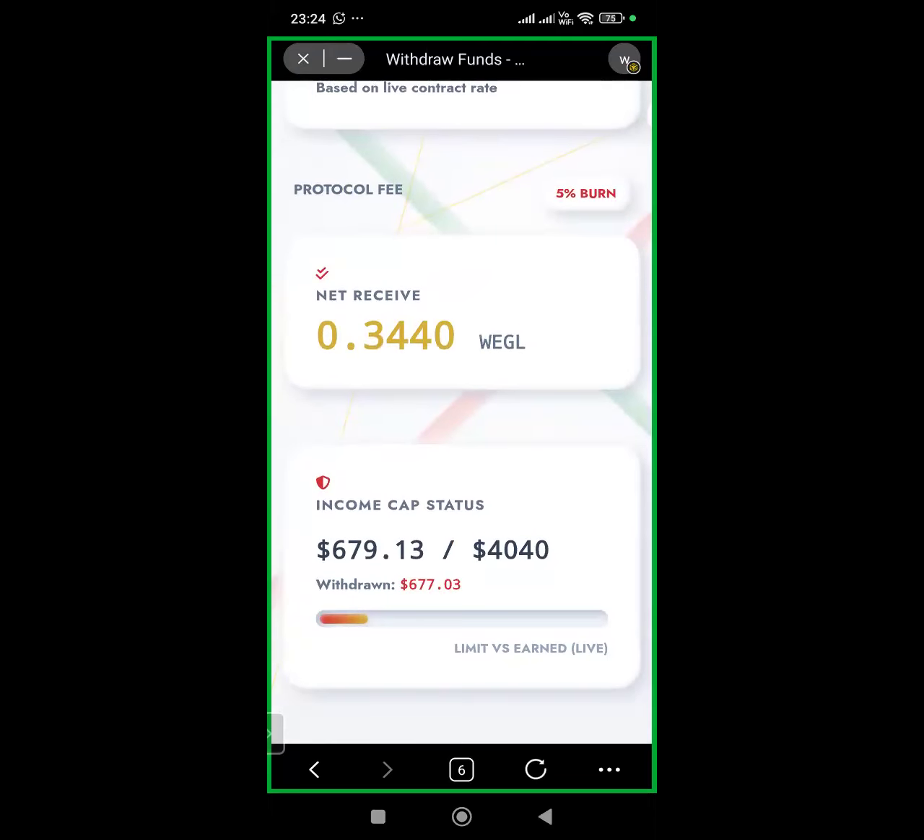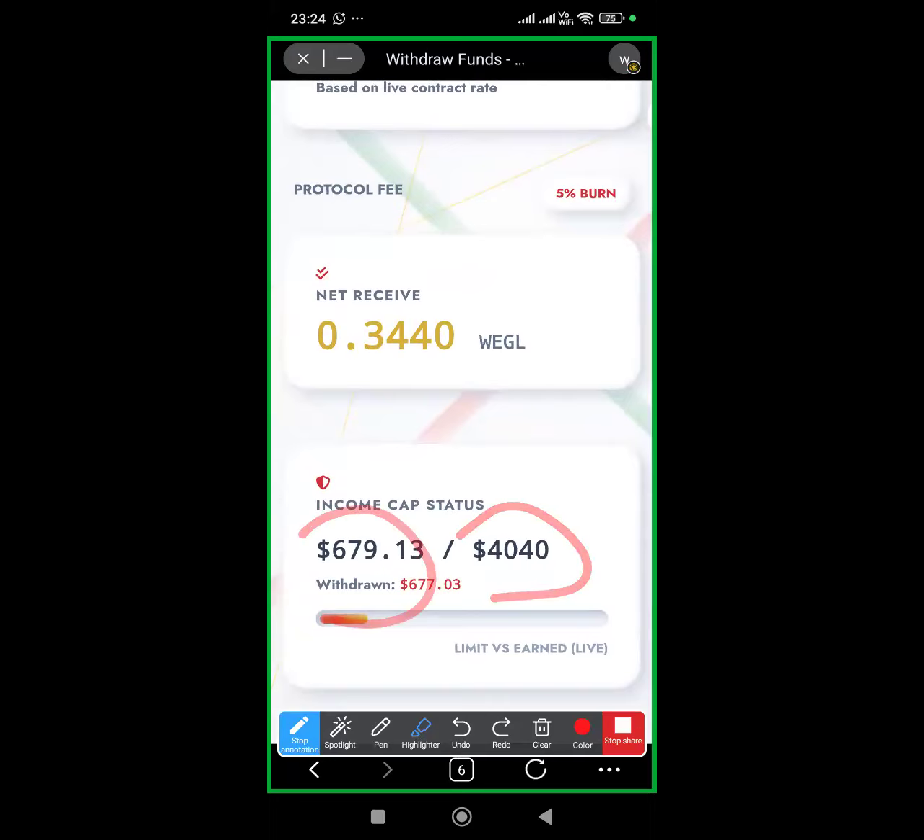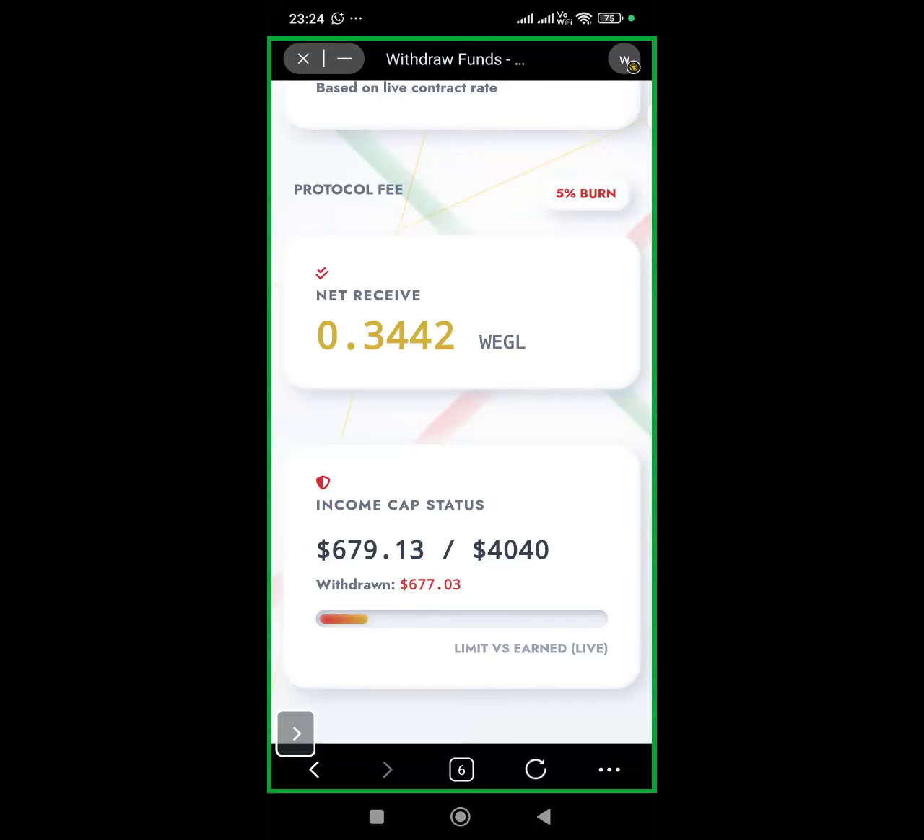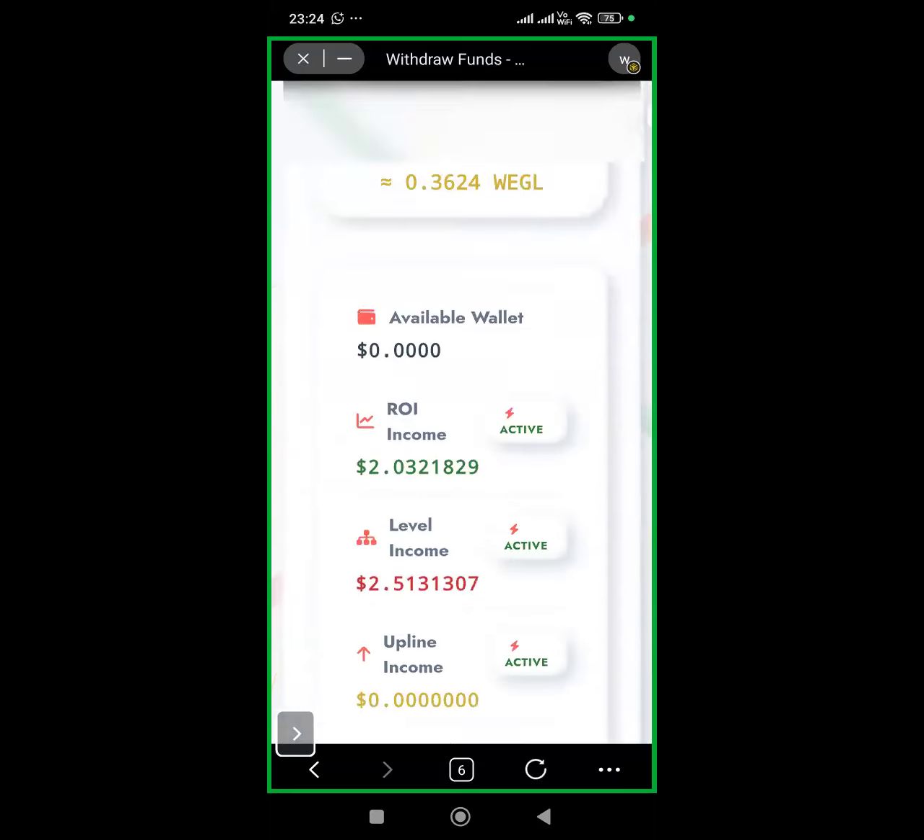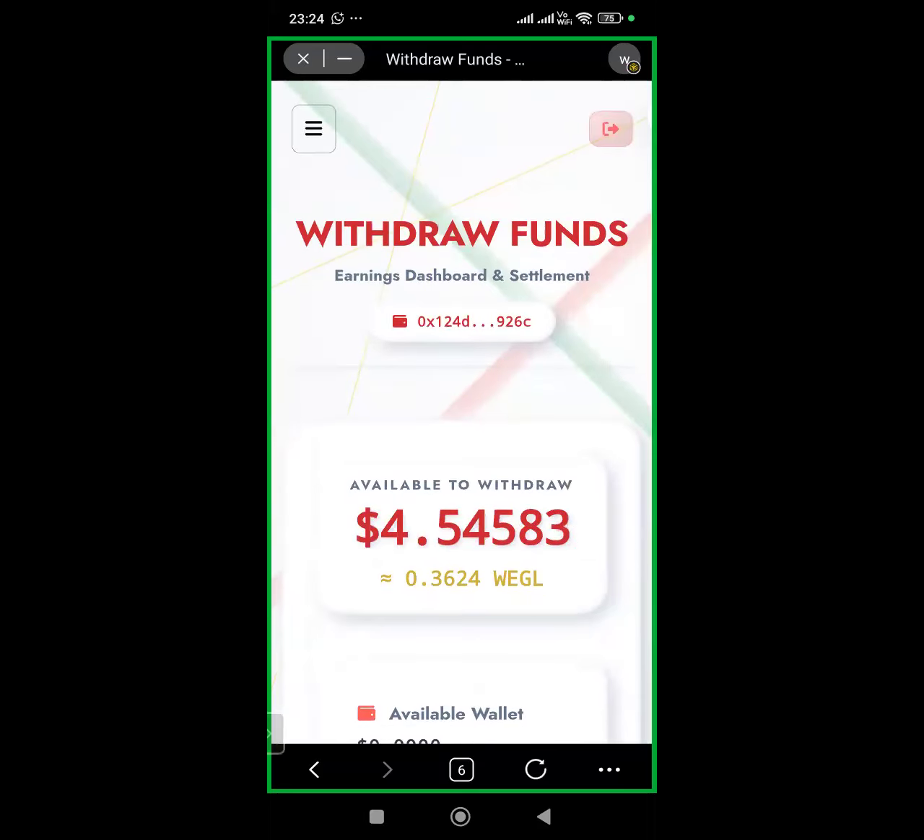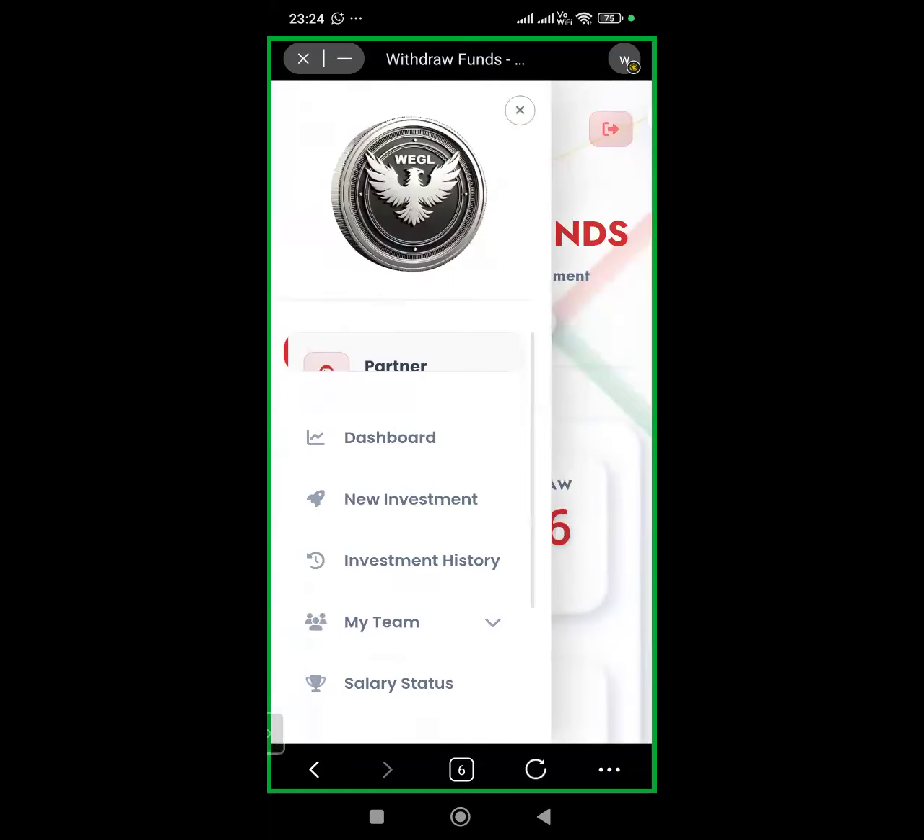So you can see here, this is my capping. I have put $1,000, my capping is $4,040. So as much as you are achieving, that's your capping. You can see your capping, how much is remaining, how much you have made, because you can top up your package and upgrade your package to get more income. Okay, so this is the back office. We have talked all about the back office.